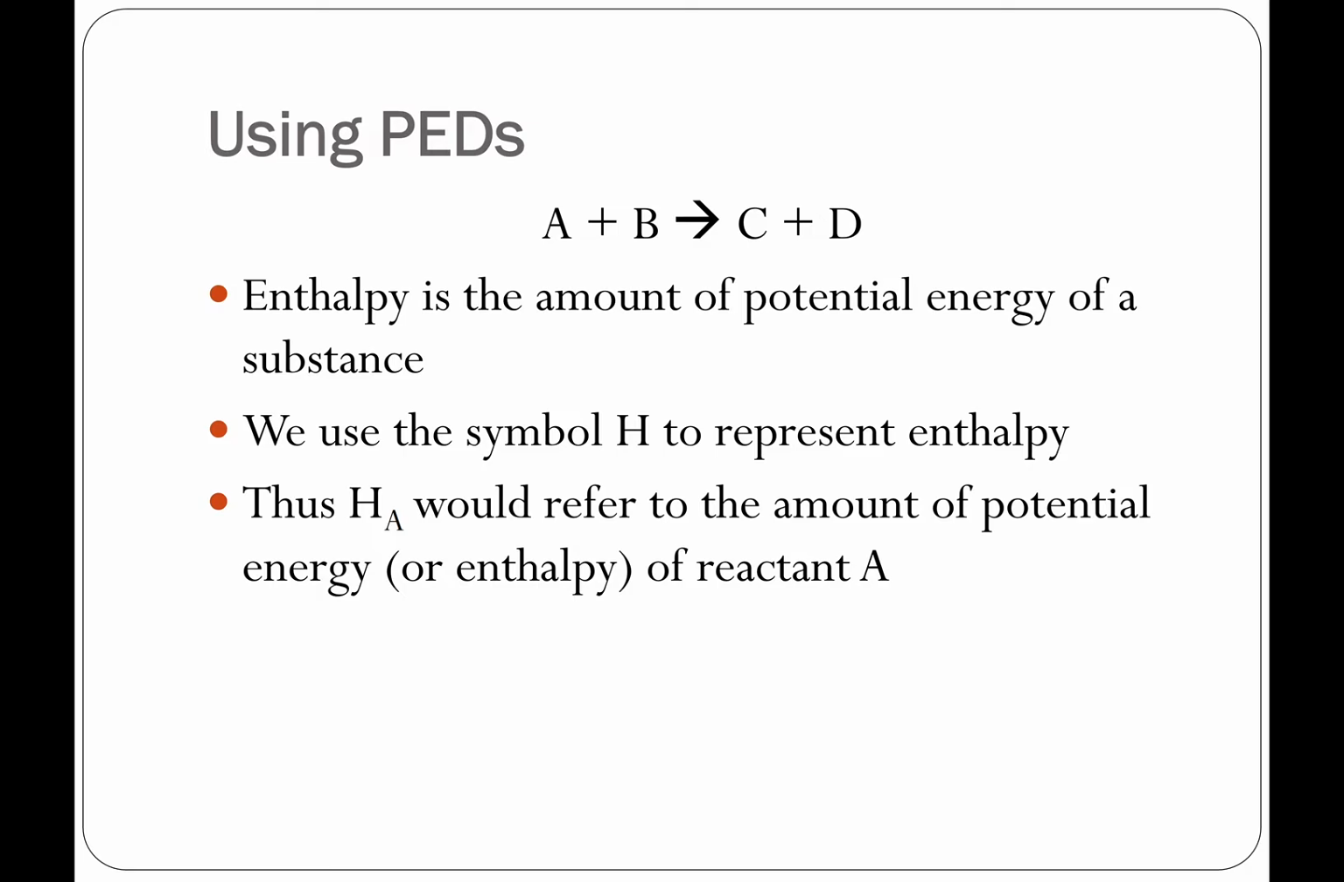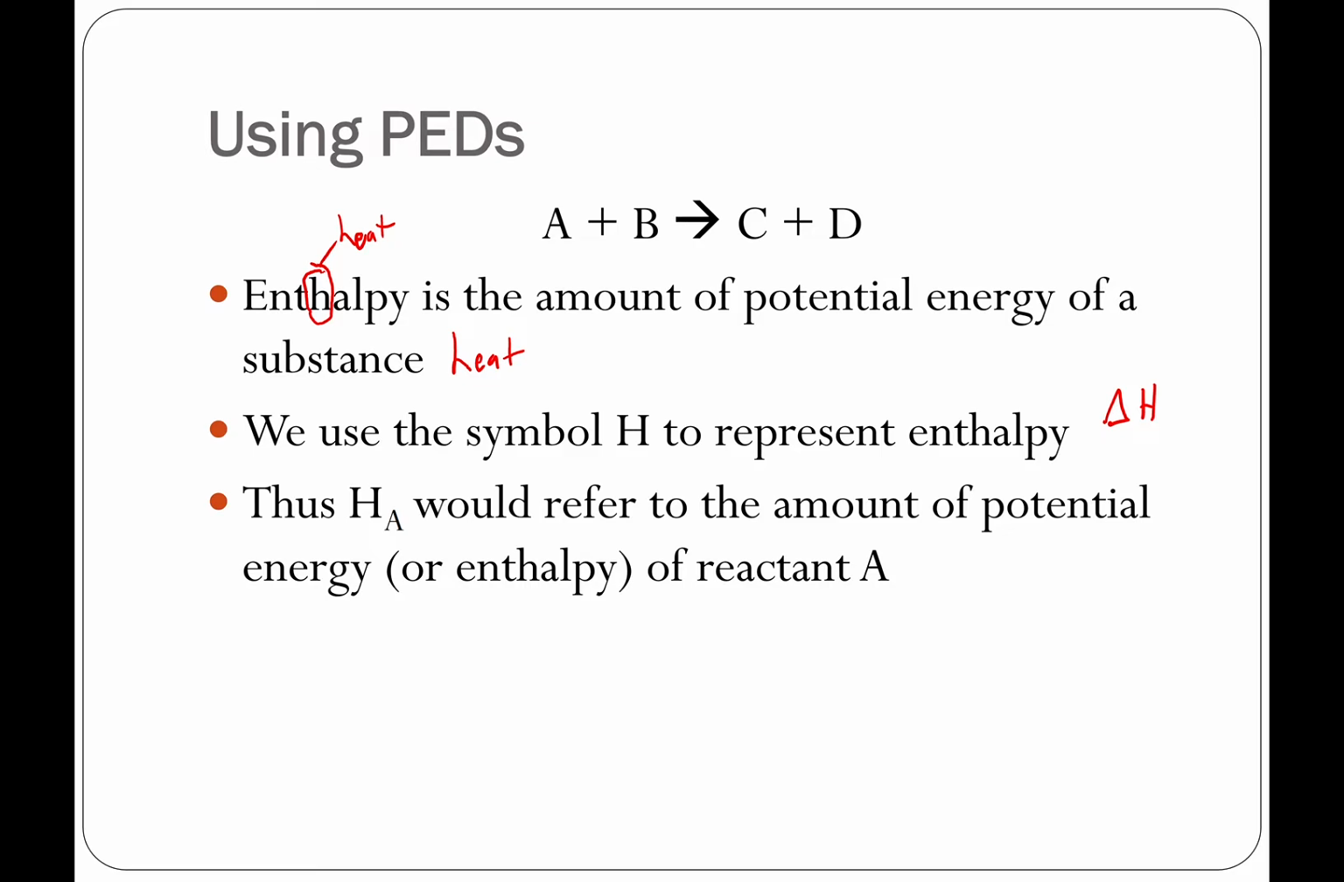Now, enthalpy is the amount of potential energy of a substance. We call this heat. And I like to think of the H in enthalpy to remind me that enthalpy has to do with heat or potential energy of a substance. And we use the symbol H to represent that enthalpy, and we'll be referring a lot to what we call, and we've seen this before, delta H, or the change in H, or the change in enthalpy, or the change in heat that occurs during a reaction.